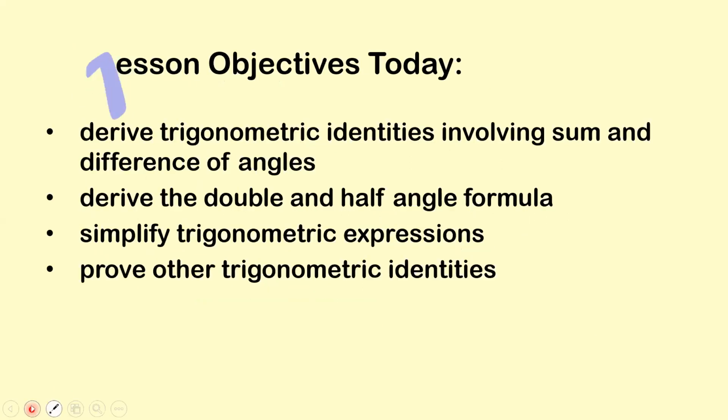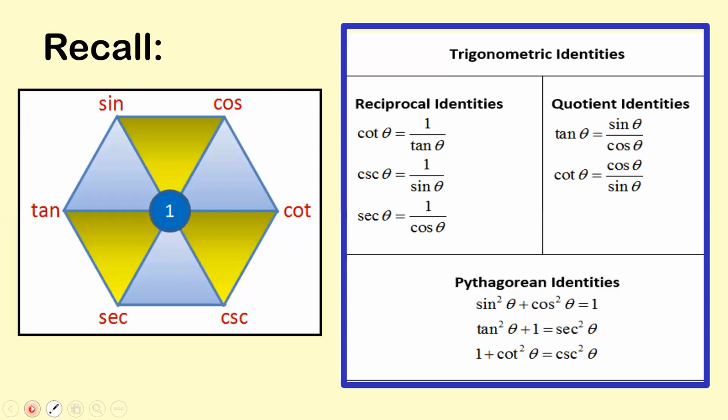Okay, so our lesson objectives for today is to derive trigonometric identities involving sum and difference of angles, derive the double and half angle formula, simplify trigonometric expressions, and prove other trigonometric identities. So let's start with the recall of these identities. Yan, so I hope you are familiar already with the trigohexagon. So we have the reciprocal identities, the quotient identities, as well as the Pythagorean identities.